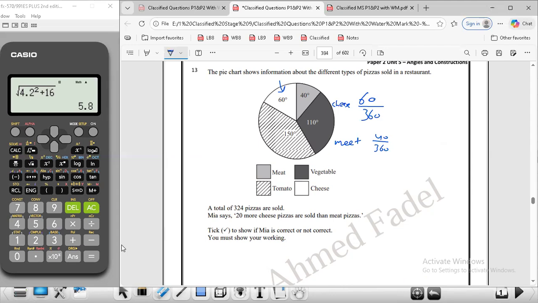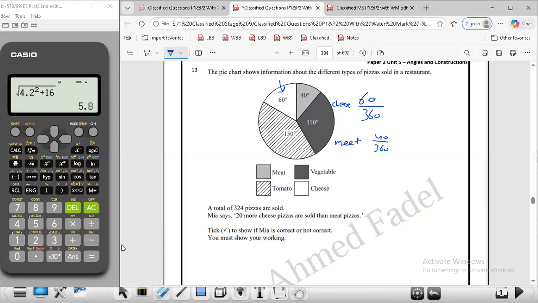So they are saying it to you, is this greater? Mia says 20 more cheese pizzas are sold than meat pizzas. Mister, I still don't know how many pizzas. It is not 60 pizzas. It is 60 degrees. That's why we said it's 60 out of 360. It is not 40 pizzas, to say, oh, yes, 20 more pizzas than that. No, it is not like that. This is not 60 pizzas, and this is not 40 pizzas. This is 60 degrees, and this is 40 degrees.